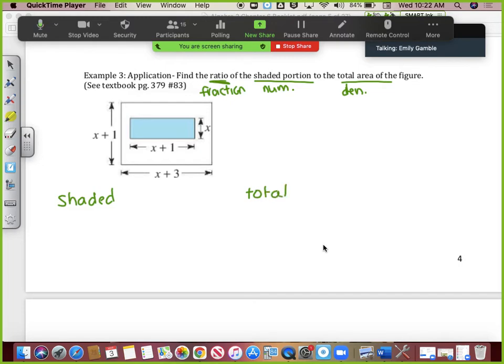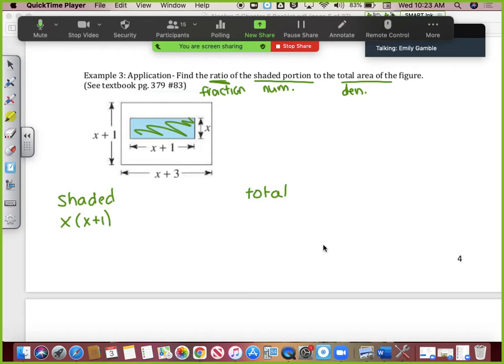Well, thankfully, these are just rectangles. The area of a rectangle is simple. It's length times width. So the shaded region is going to be this middle part right here. And this is just x. I don't need a parenthesis. This is just x times x plus 1. I'm going to leave the area in factored form since what we're going to be doing is simplifying in the end. Previously, in previous sections, you would have multiplied this out to put it into standard form, but I'm going to leave it in factored form. That factored form represents the area of the shaded region.